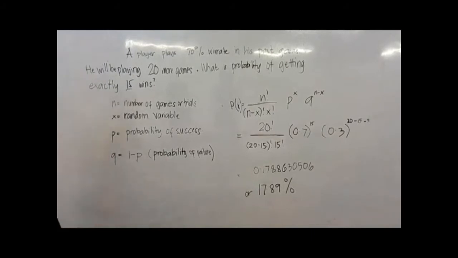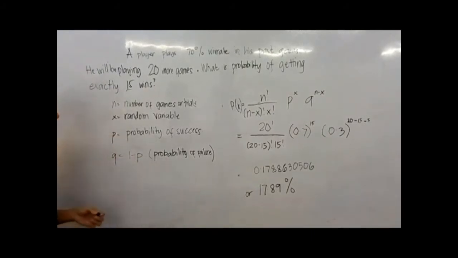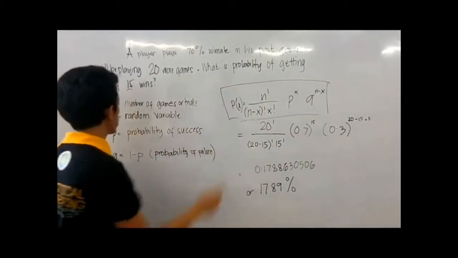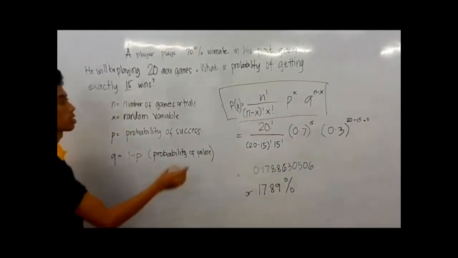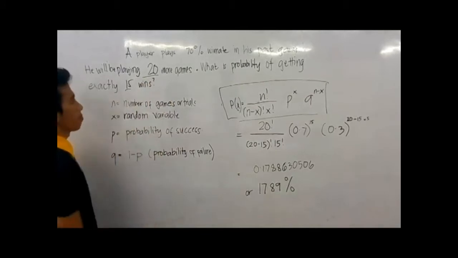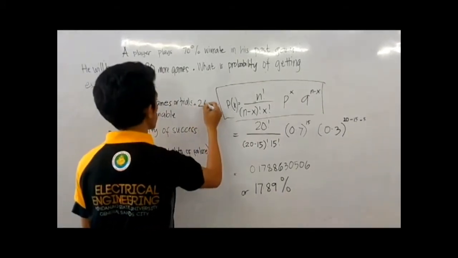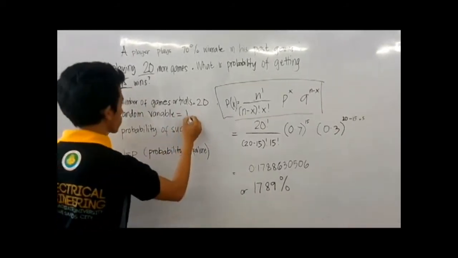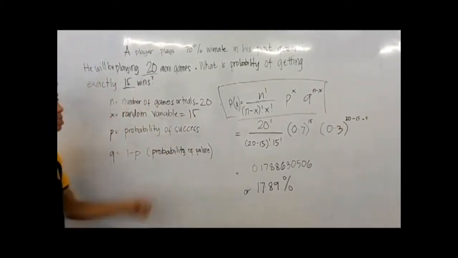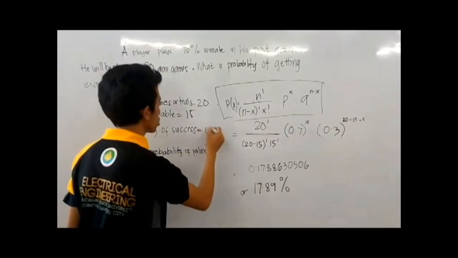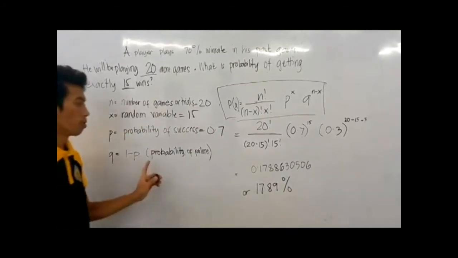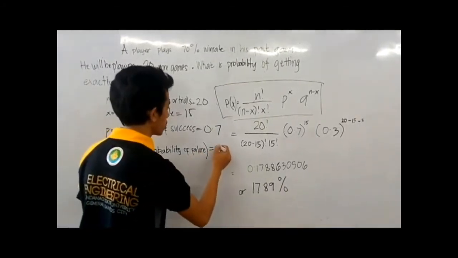In this problem, we need to identify the number of trials, the random variable, the probability of success and the probability of failure, which is the given formula. First, the number of games or trials, which is in the given: we will be playing 20 games. Second, the random variable, which is 15 wins. The probability of success is given as 70%, or 0.7. And q, or 1 minus p, the probability of failure, is 0.3.